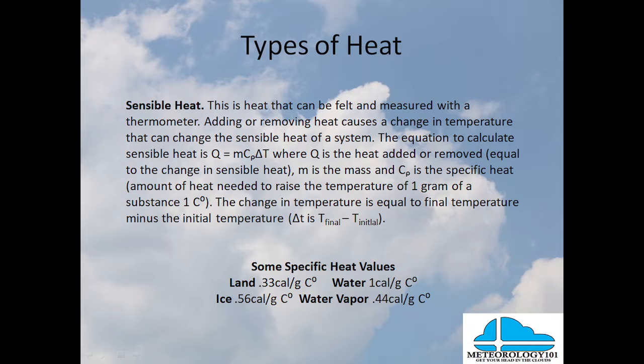Now, not a lot to really have to study or remember here, but the main point to get out of this slide is the specific heat values on the bottom. Land is 0.33 calories per gram Celsius degrees, and water is 1 calorie per gram. 0.33 calories for land, 1 calorie for water. That will show you that land heats and cools approximately 3 times faster than water.